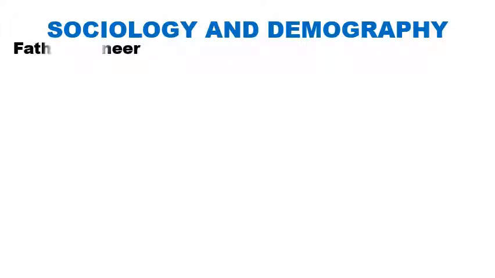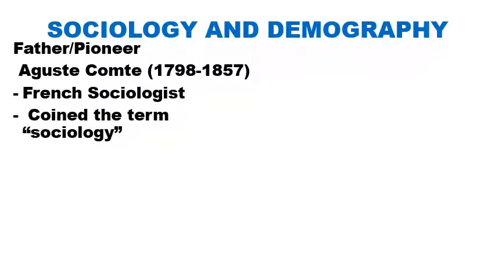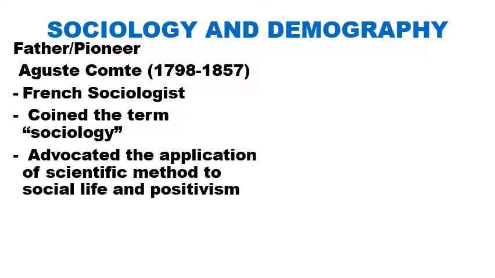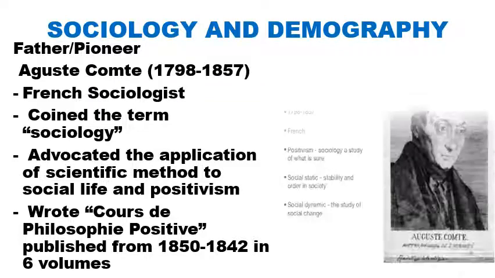Sociology and demography. Father and pioneer Auguste Comte, French sociologist, coined the term sociology, advocated the application of scientific method to social life and positivism. He wrote the Course de Philosophie Positive, published from 1830 to 1842 in 6 volumes.